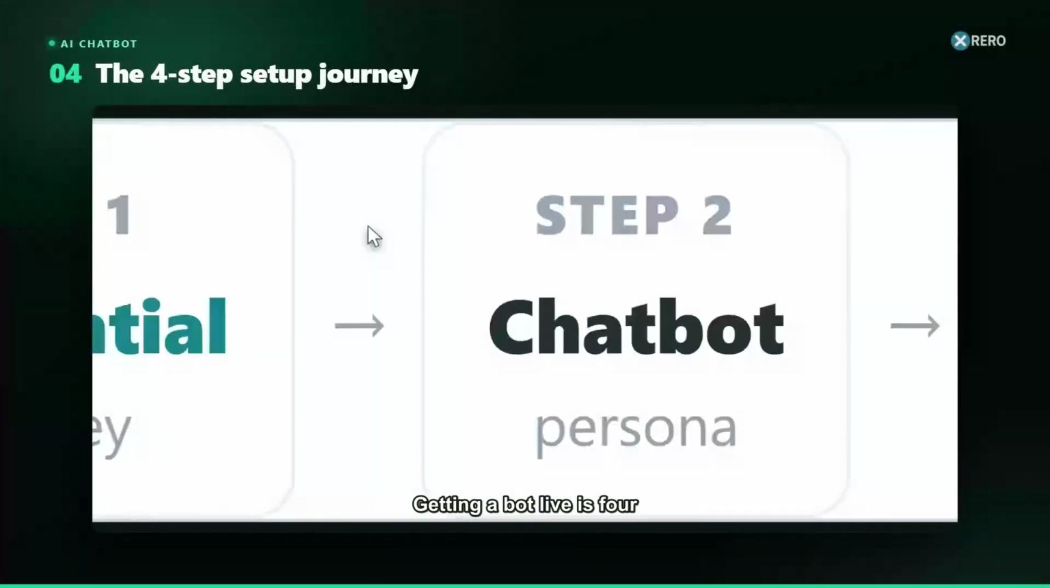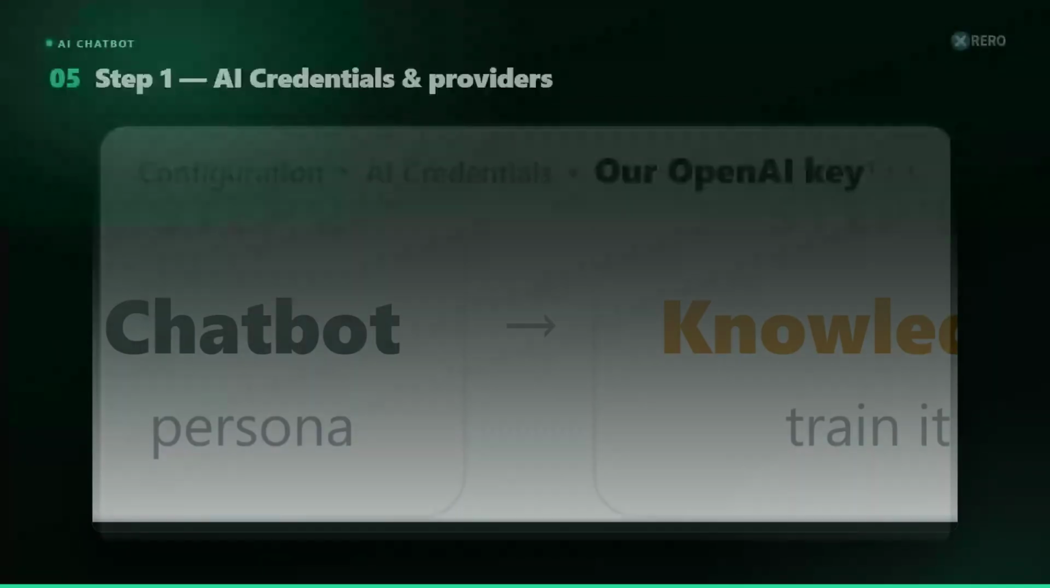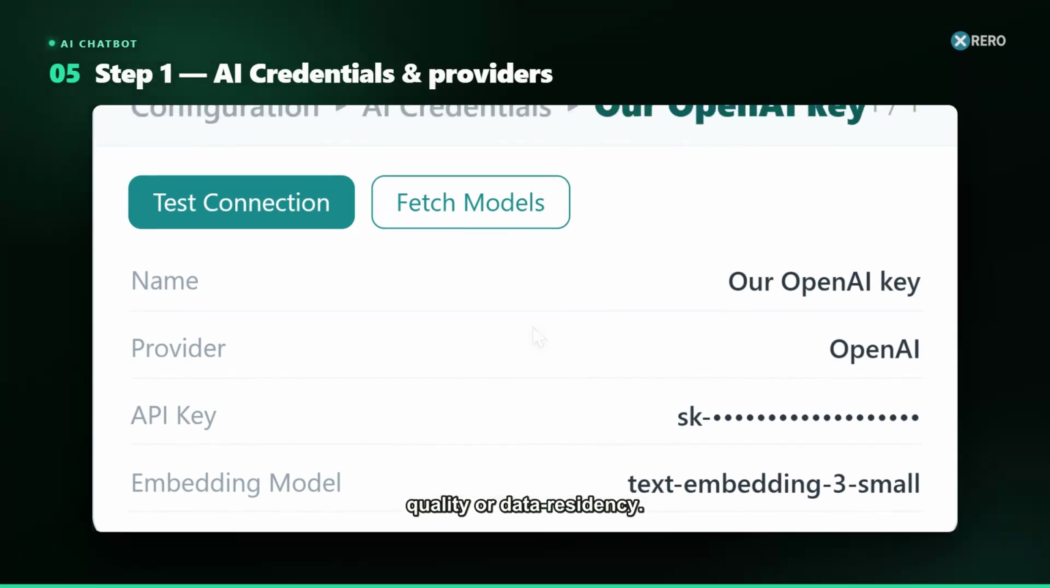Getting a bot live is 4 short steps. The rest of this manual walks through each in detail. A credential holds your AI provider and its API key, the bot's brain. Xrero supports several providers, so you could choose on price, quality, or data residency.